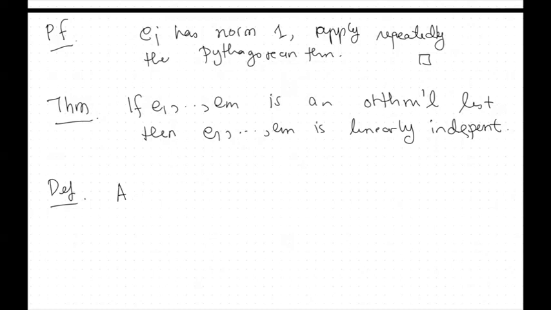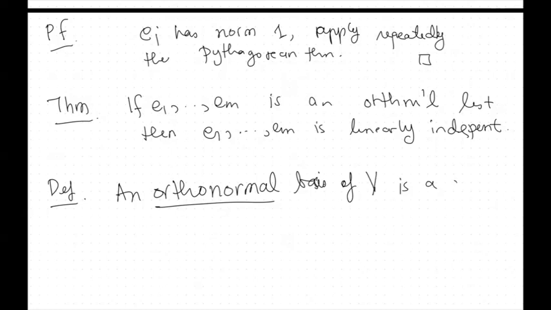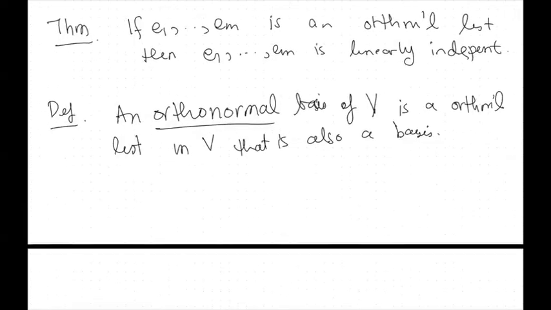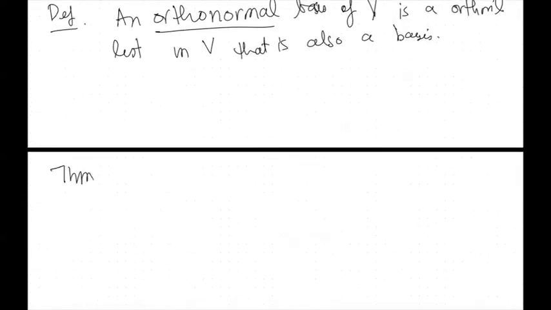Okay. What is this? An orthonormal list or basis of V is an orthonormal list in V that is also a basis. And there's another result here that is very obvious.